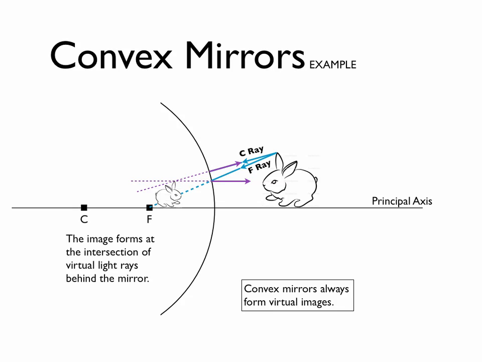Again, since we used the tip of the rabbit's ear for the object, that is where the tip of the image rabbit's ear forms. In this case, since it's back behind the mirror and light rays are not actually going behind the mirror, this image is virtual. It's also reduced, but it's upright. And convex mirrors always form virtual images that are reduced and upright. Think about the mirror on a car door that says objects in mirror are closer than they appear.